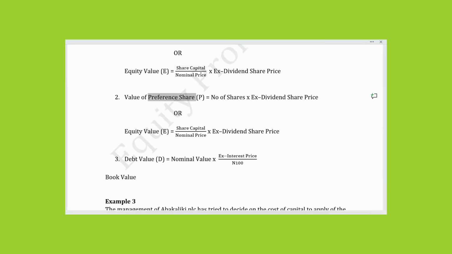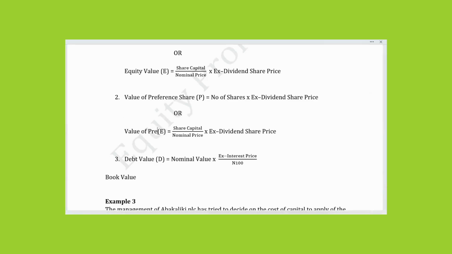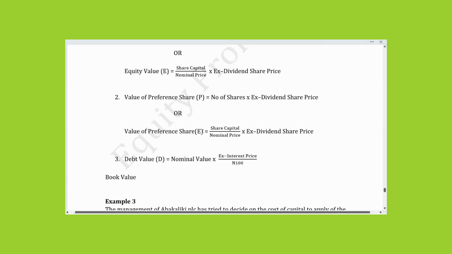You're welcome. So the second formula for this preference share, I'm seeing equity value there. It's not supposed to be there. It should be value of preference share, denoted as P. It's an error of mine. I will change it. Thank you for the observation.